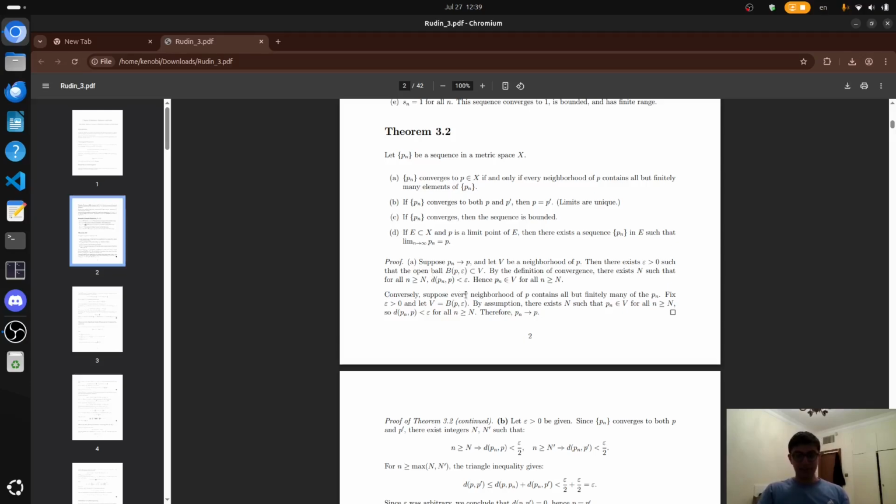Conversely, suppose every neighborhood of P contains all but finitely many points of Pn. Fix epsilon greater than 0 and let V equal the ball B(P, epsilon). By our assumption, there exists N such that Pn is in V for all n greater than or equal to N, such that the distance d(Pn, P) is less than epsilon for all n greater than N. Therefore, Pn goes to P.